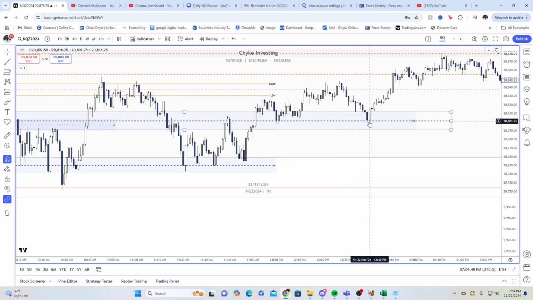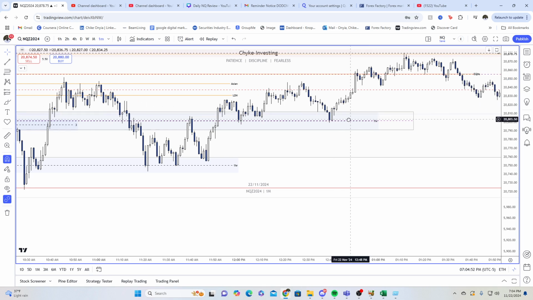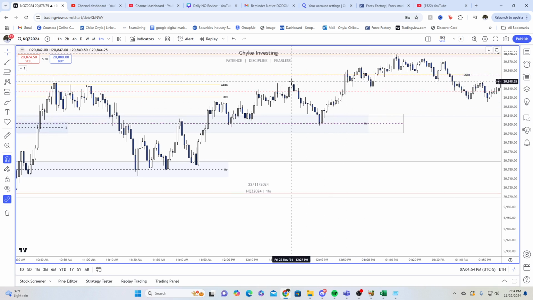Come back down and touch this opening range gap, consequent encroachment in the 1 hour CIBI, around 12:40. Go higher, breaking market structure above this high. This low, this high, breaking market structure. That's an entry. So I did take that.